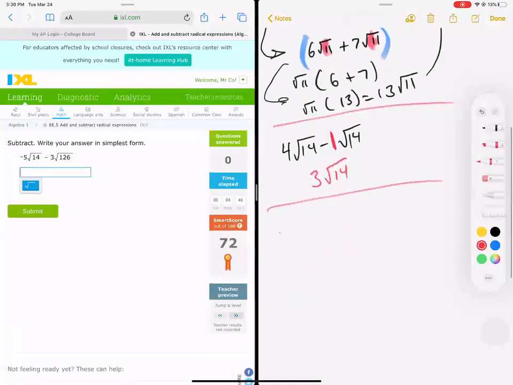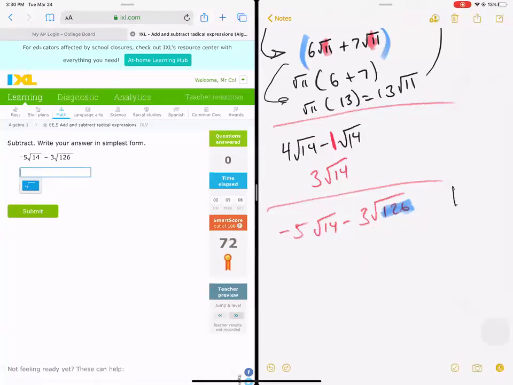Now, I see negative 5 square root of 14 minus 3 square root of 126. And 126 here looks nothing like the 14 I have here. Well, the 126 is actually a 14 in disguise, probably. I'm just guessing, because these types of problems sometimes work that way. So let's see if we can break down 126.